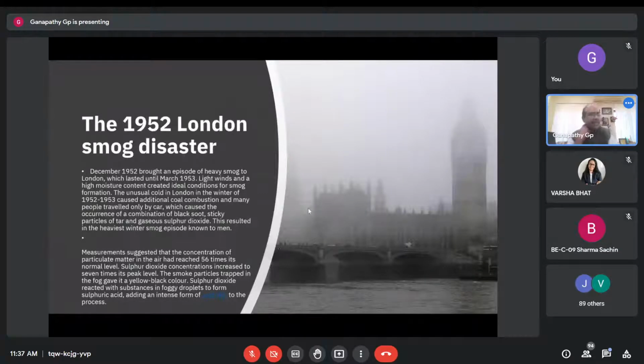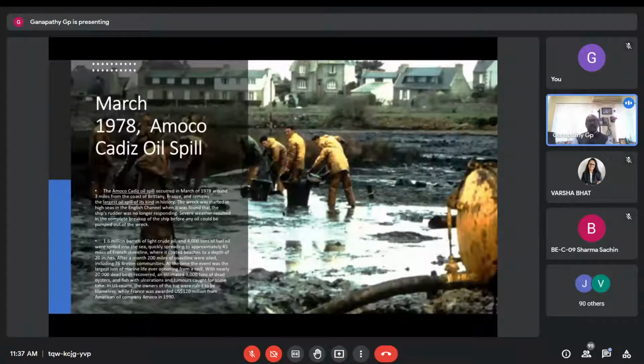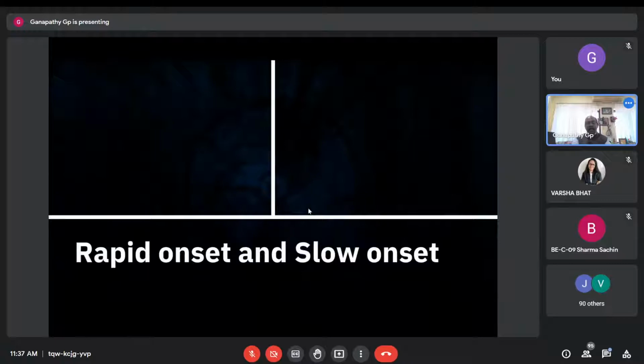And this is the 1952 London smog. The smog created a problem, and many people were not able to breathe and they died. And this is the March 1978 oil spill by Amoco. Again, here also people died.